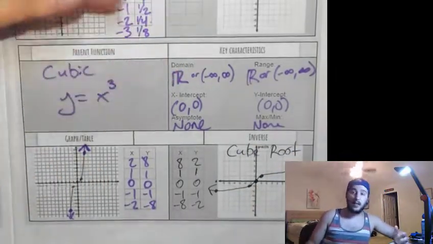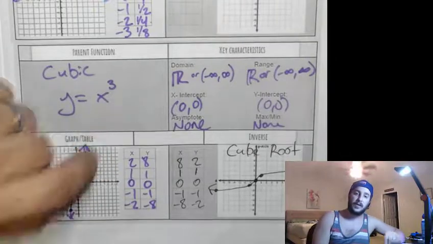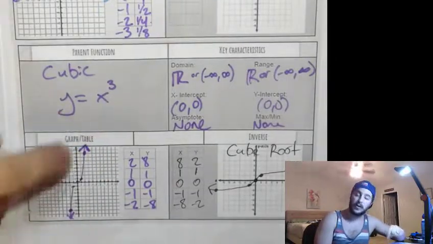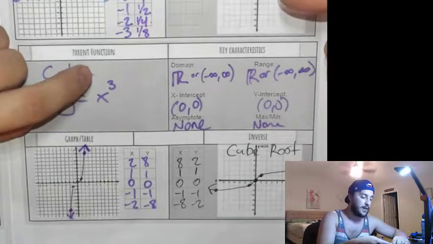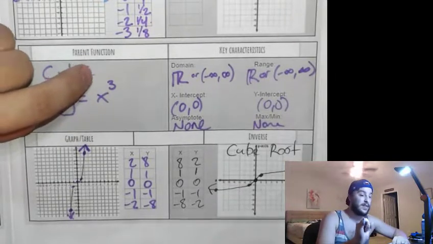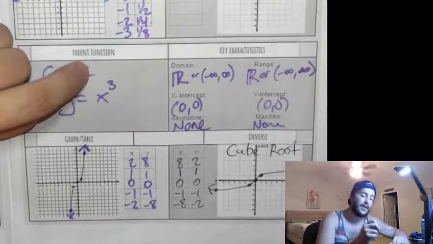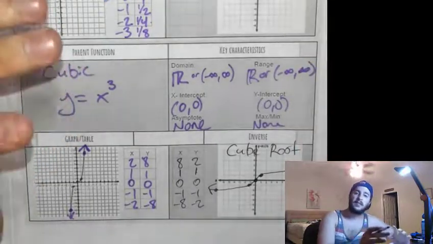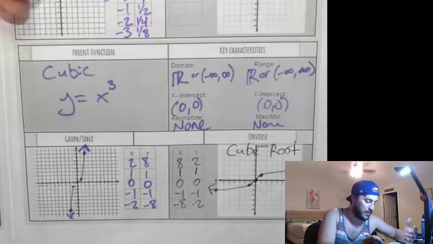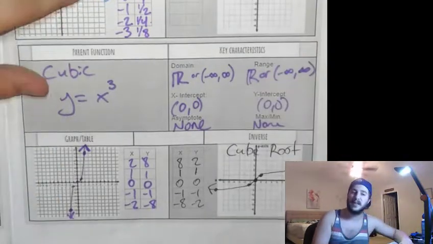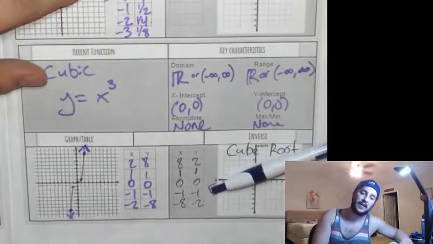Some of our parent functions, when we take the inverse, turn into a different parent function. Others, a very special one, turns into itself, and then others turn into something completely different. So it's all based on what they are and what their pieces are. It's kind of interesting. We'll take a look at that as we go along.